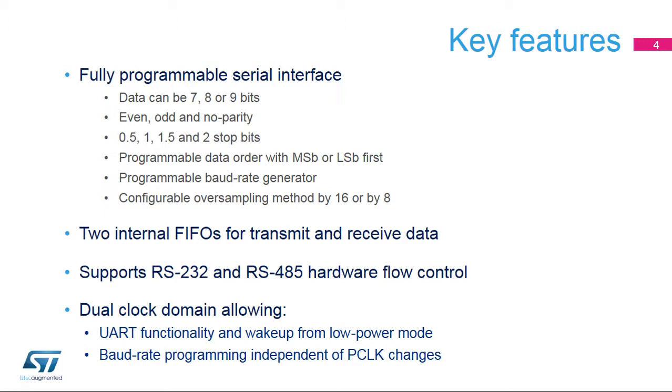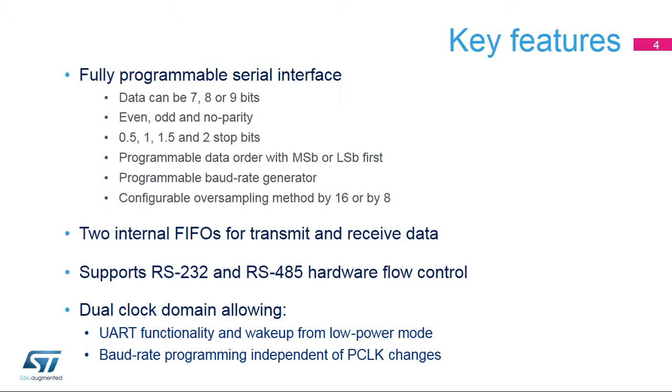To simplify communication between multiple processors, the USART supports a multiprocessor mode. In multiprocessor communication, it is desirable that only the intended message recipient should actively receive the message. The devices not being addressed are put into mute mode. The USART can enter or exit from mute mode using one of two methods: idle line detection or address mark detection.